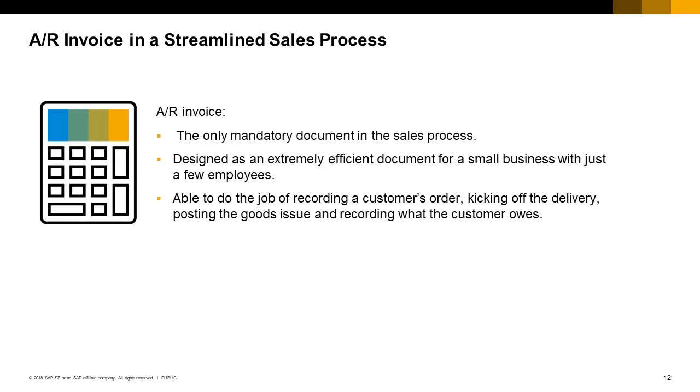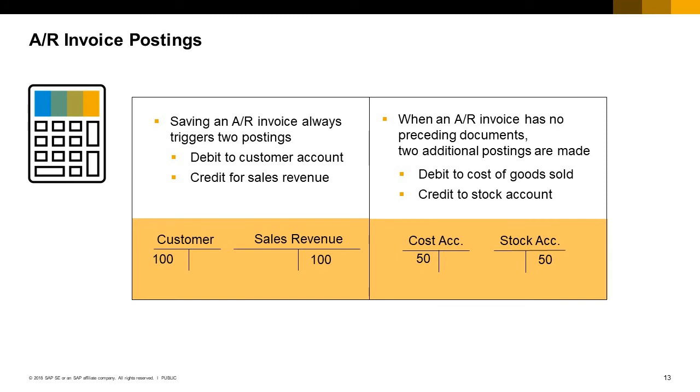The AR invoice can do the job of recording the customer's order, kicking off the delivery, posting the goods issue and recording what the customer owes. Saving an AR invoice always triggers two postings, a debit to the customer account to show what is owed and a credit for sales revenue.